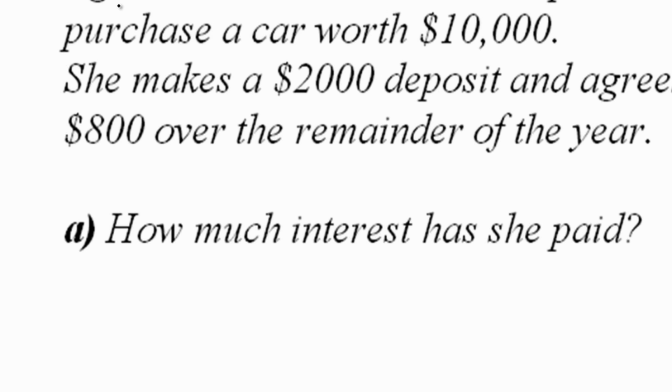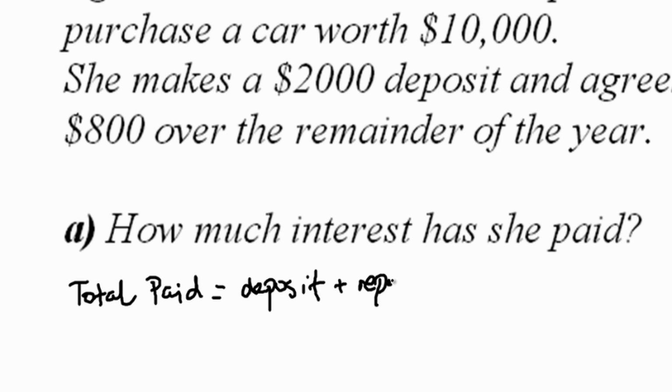So the first example, Nicole enters into a hire purchase agreement in order to purchase a car worth $10,000. She makes a $2,000 deposit and agrees to pay 12 payments of $800 over the remainder of the year. How much interest has she paid? Well, we need to figure out how much Nicole's actually paying for this car. So she pays a deposit, that's part of it, plus she makes some repayments. So we'll write that down. So that's what she ends up paying for the car.